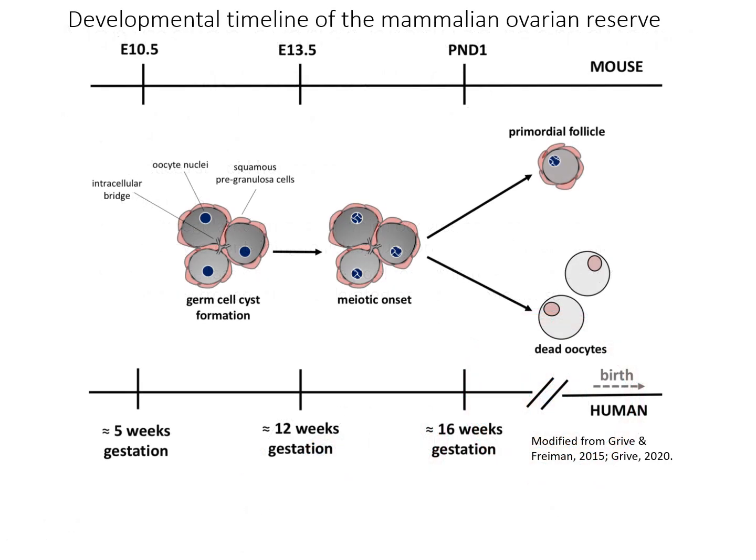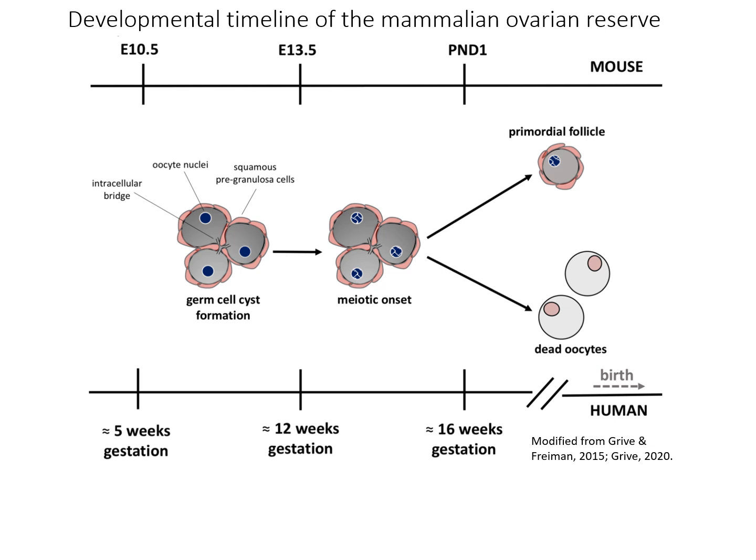So all ovarian function is predicated upon the successful establishment of the finite and non-renewable population of oocytes that we know as the ovarian reserve. This is established in utero in most mammals. So I'm going to be showing you a timeline of this development both in mouse and in human. The mouse timeline is on the top and the human timeline is on the bottom.